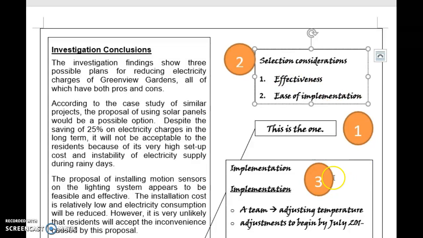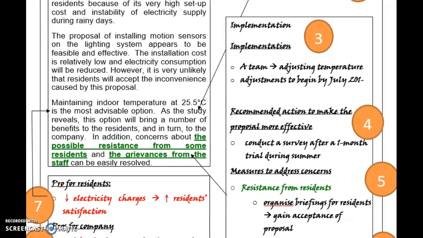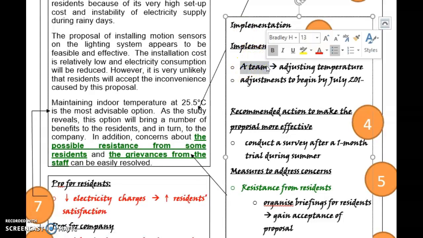After telling the reader which proposal will be chosen and the reason for choosing the proposal, number 3 is to tell the reader how to implement the proposal. So first of all, for implementing the proposal, it involves manpower. Sometimes it would be about budget, money.